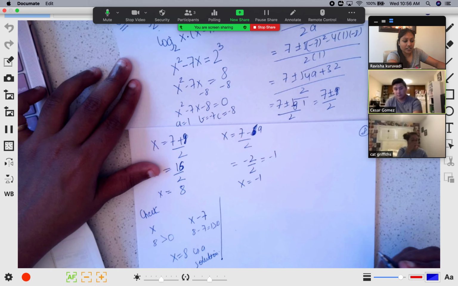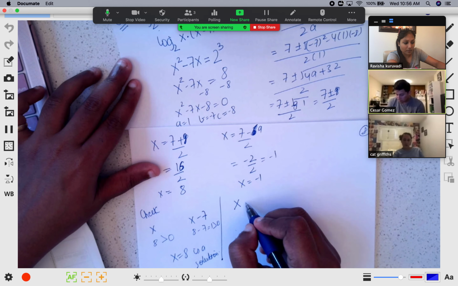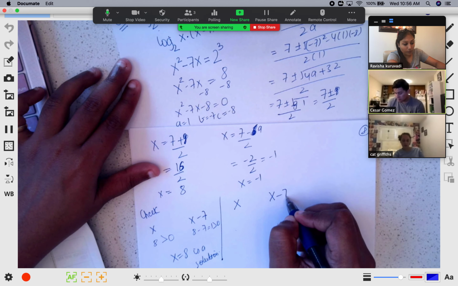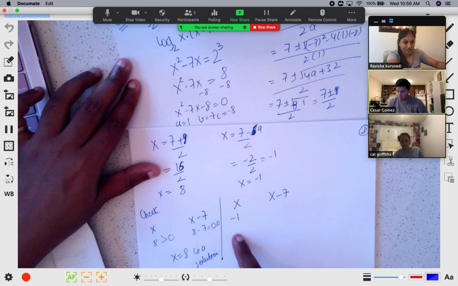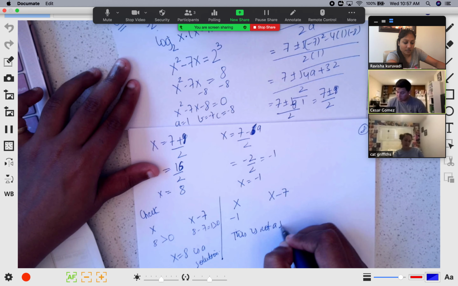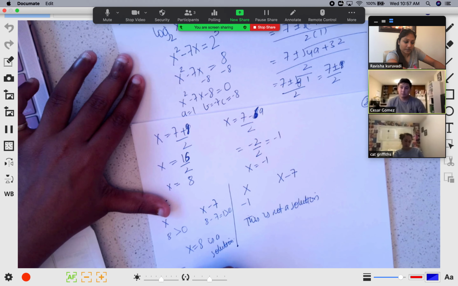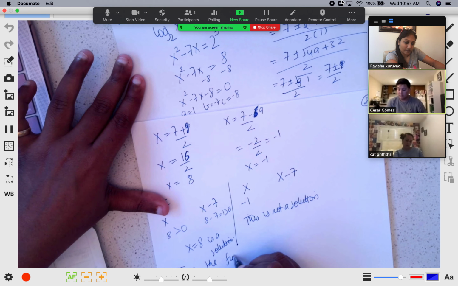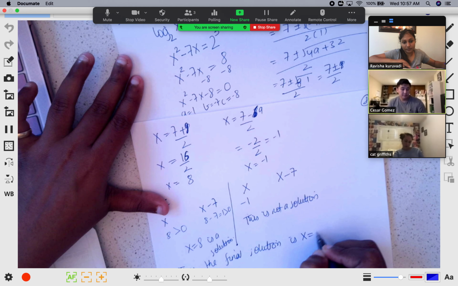Now let's put negative 1. I have x as negative 1. 1 is x, my m, and 1m is x minus 7. I put here negative 1. Note, I already get a negative number here. That means this is not a solution. Thus the final solution is x equals 8. Yes, x is equal to 8 only.